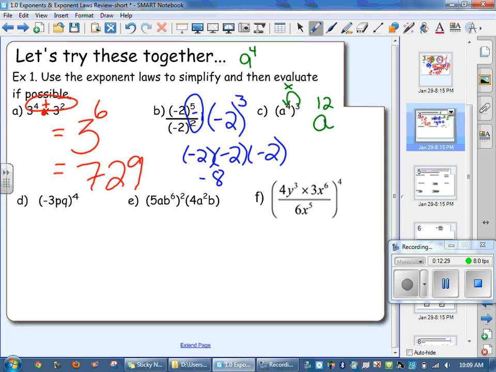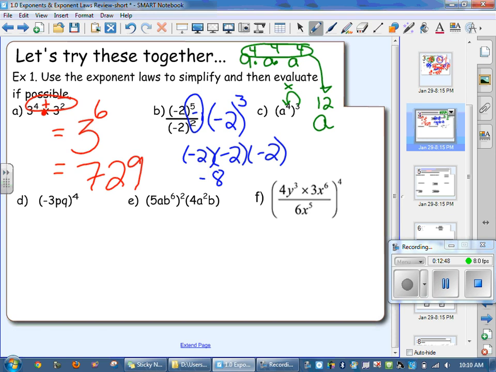3 sets being multiplied. So if I use my multiply rule like over here, I would add my exponents. If I add all my 4s, I get the 12, which I originally get when I multiply them. Okay? So it can be expanded and added exponents as well. So 2 ways to solve.